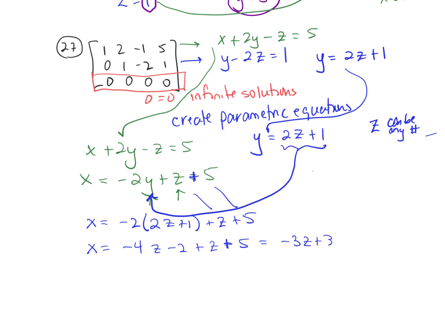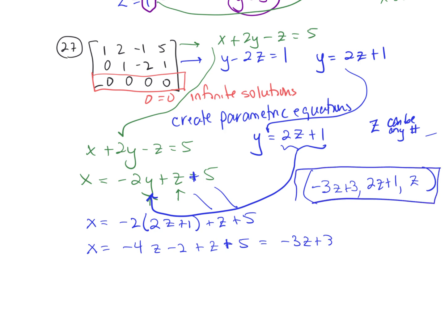So if I were to actually write the ordered triple, which means the x, y, and z answers, my x value would be negative 3z plus 3, my y value would be 2z plus 1, and everything depends on what we choose for the value of z. And that's how you get infinite solutions. Every single person in the whole wide world could pick a different number, and their x and y values would depend on that information. Infinite solutions. So this is how you write infinite solutions as parametric equations.